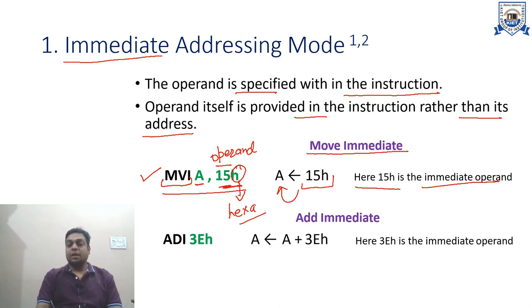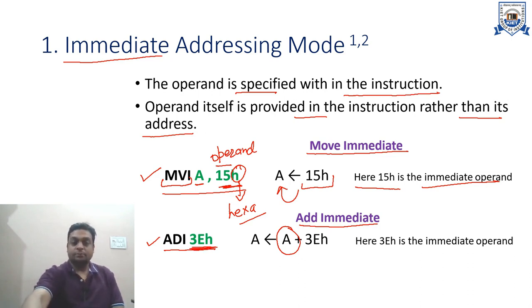Another example, ADI 3EH. ADI stands for add immediate, and here the data is 3EH. When there is only one operand specified, then by default the other operand will be the accumulator itself. So in this case, the content of the accumulator will be added with 3EH, and the result will again be stored in the accumulator itself. So this is immediate addressing mode.